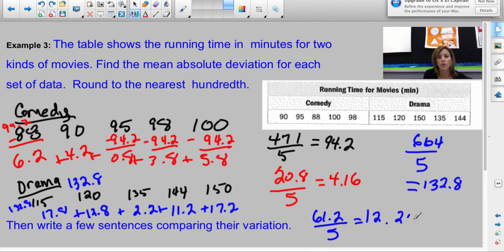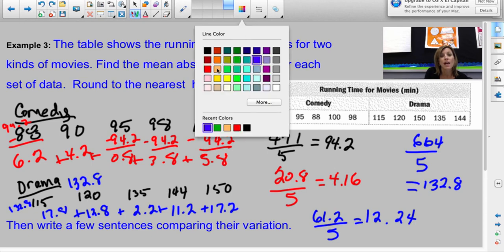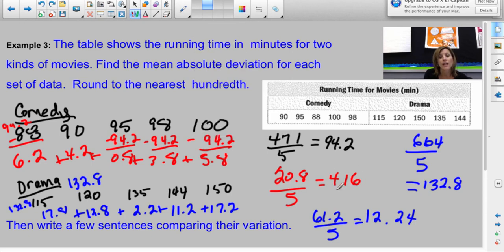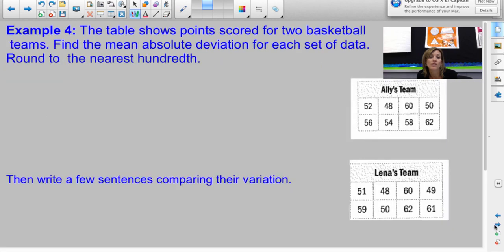deviation of 12.24. So the sentences that I would write comparing those variations is I would say the comedy had the closer MAD because it had the smaller number. So the comedy had the closer MAD because it was at 4.16, while the drama had the farther away MAD with 12.24. So the comedy was closer to the average than the drama. And that's what I would say in my sentences when I was comparing their variation.